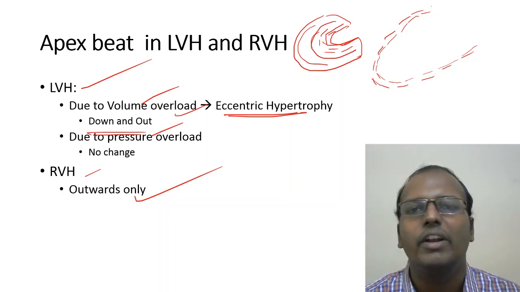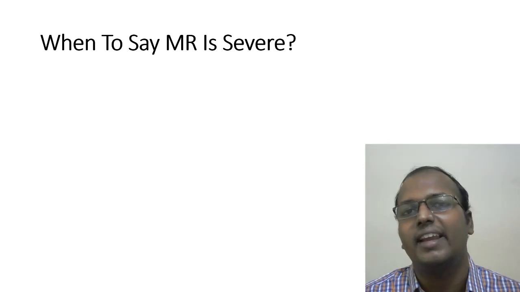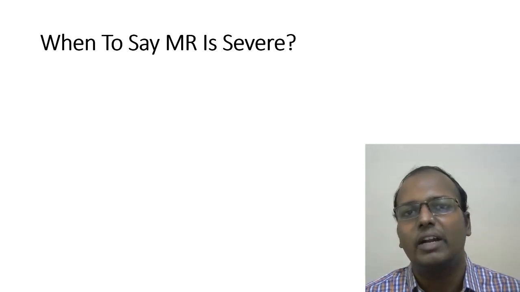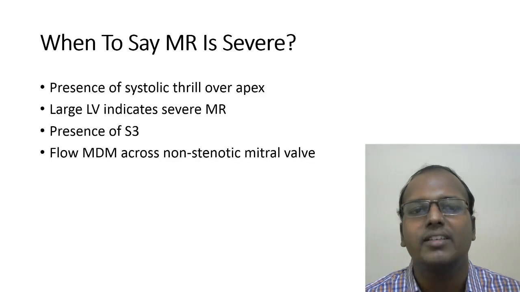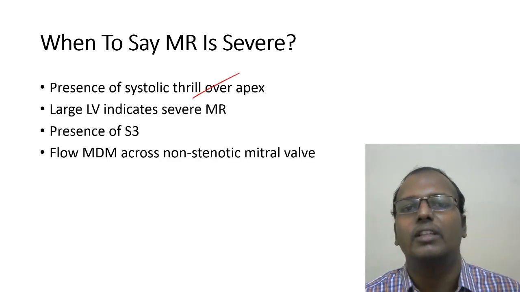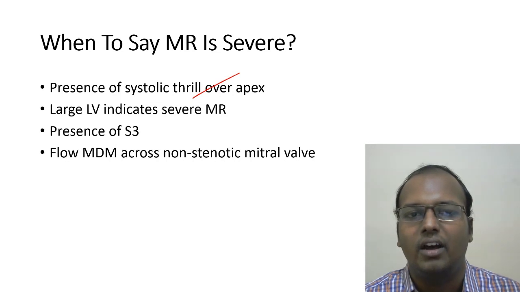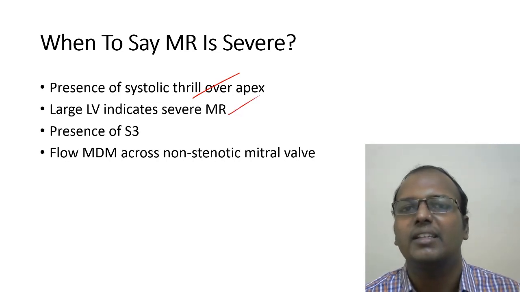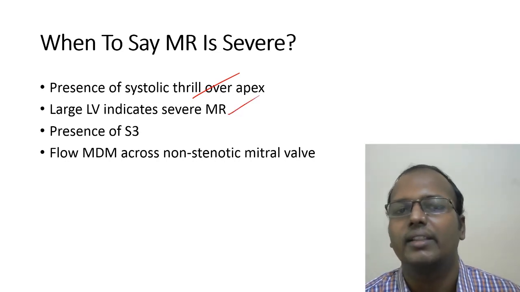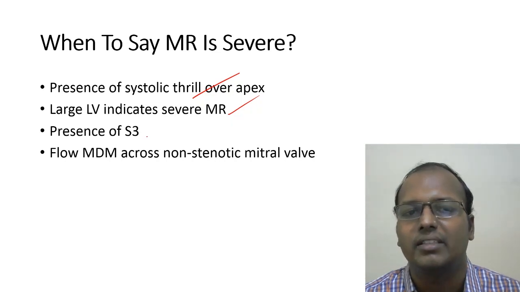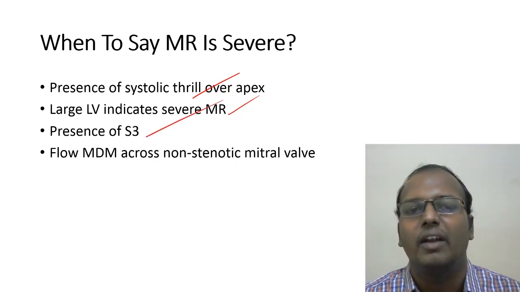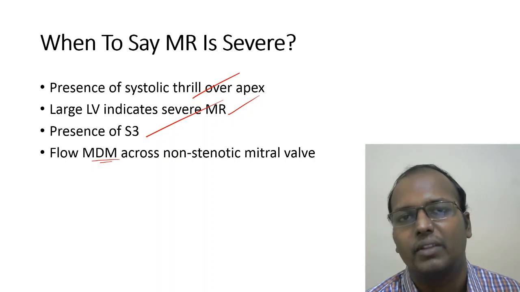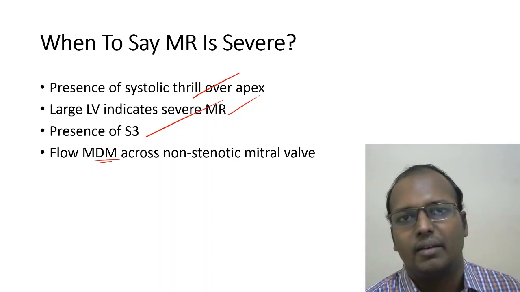Okay, when do you say that mitral regurgitation is severe? Are there any specific findings which can give you a clue that the mitral regurgitation is severe? Yes, there are points. Presence of a systolic thrill over the apex. That is one. A large left ventricle, which indicates severe MR. That means the apex is down and out. That can tell you that it's a severe MR. Presence of S3 can tell you it's a severe MR. And a flow mitral mid-diastolic murmur. This has been discussed already.